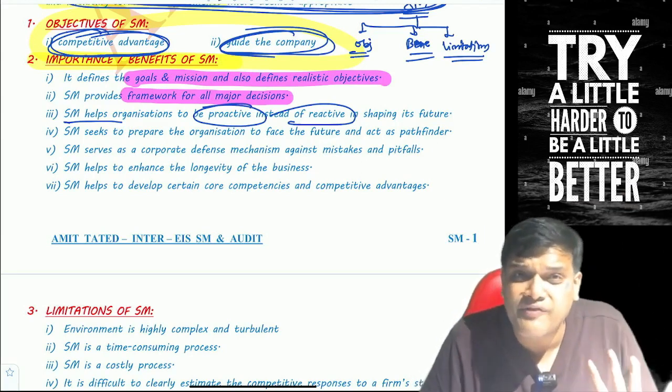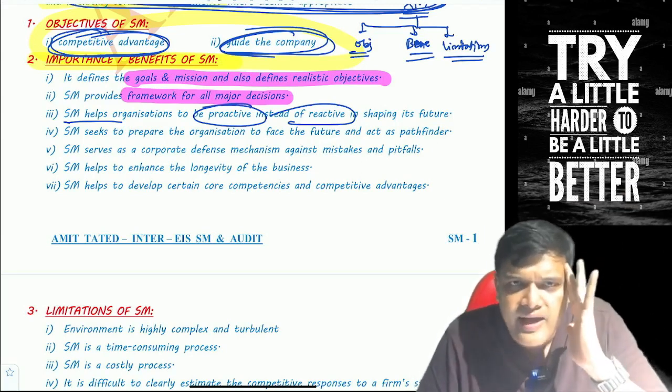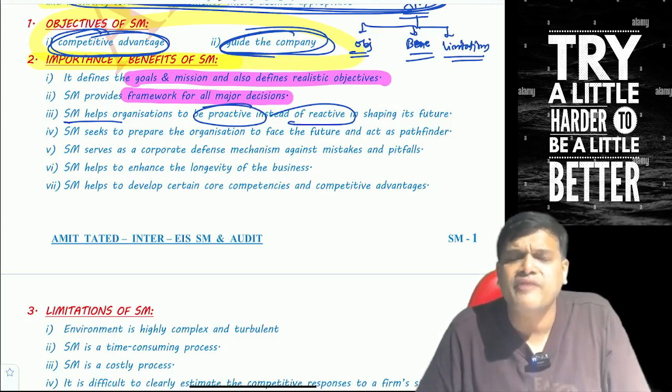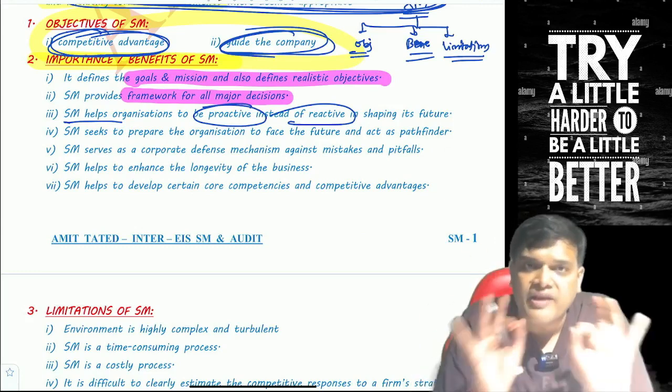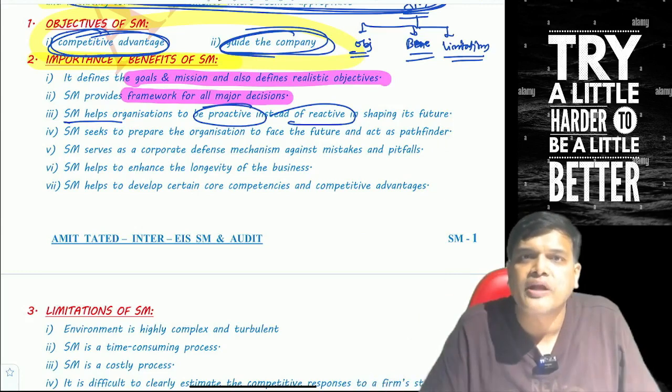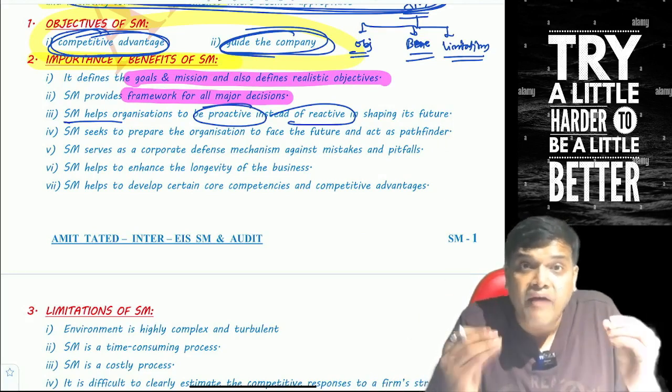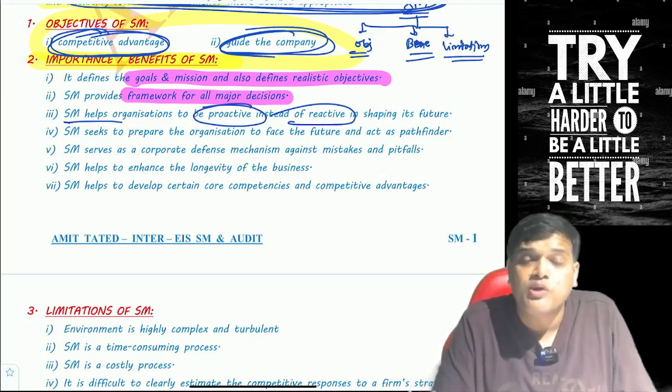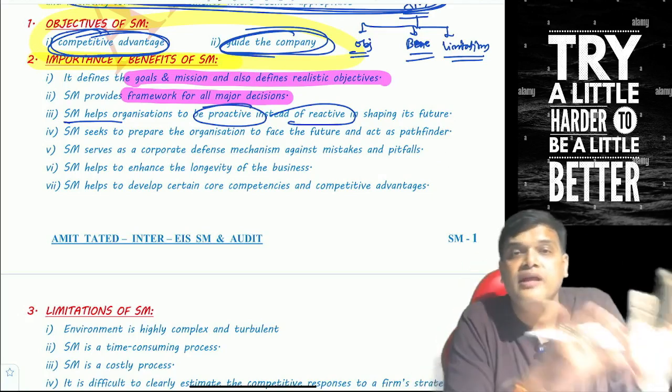So what are the 3 benefits till now? The first benefit is very important. First, you cannot go wrong if you have strategic management, because you have goals, vision, objectives, and mission. Second point, you will have a framework with you, steps with you. Third, you will be proactive rather than reactive.